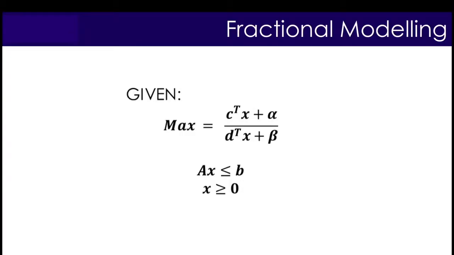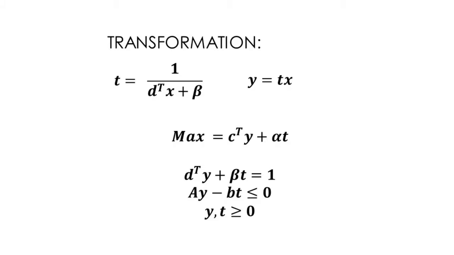The general notation is maximization of the numerator C transpose X plus alpha, all over the denominator D transpose X plus beta. C and D are the coefficients of our decision variables X, while alpha and beta are the constants in the objective function. In order to properly transform a fractional objective function to a linear model, we substitute T is equal to 1 over D transpose X plus beta, or T is equal to 1 over the value of your denominator. Y is therefore equal to Tx.